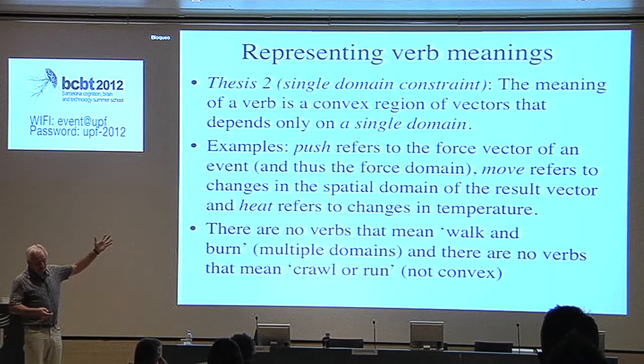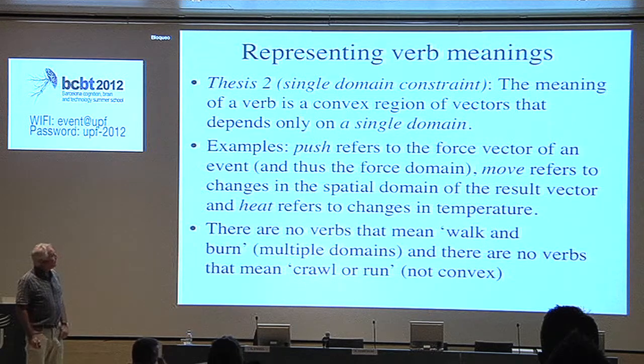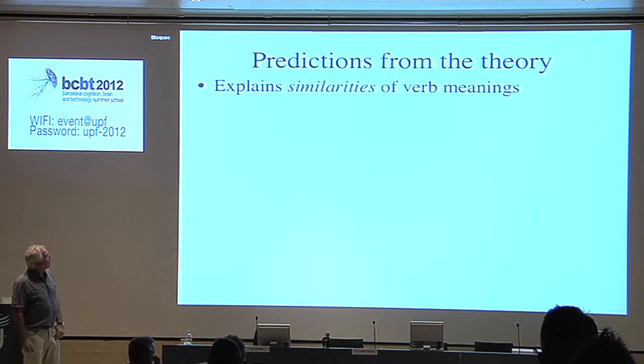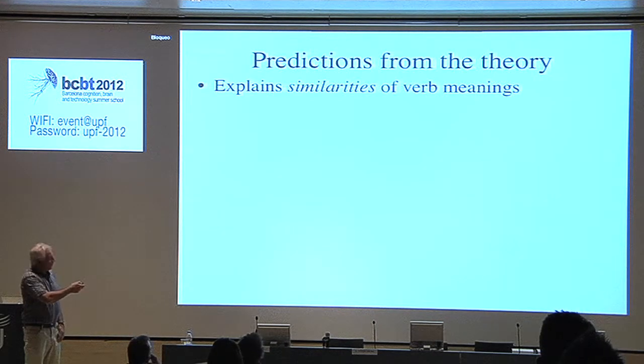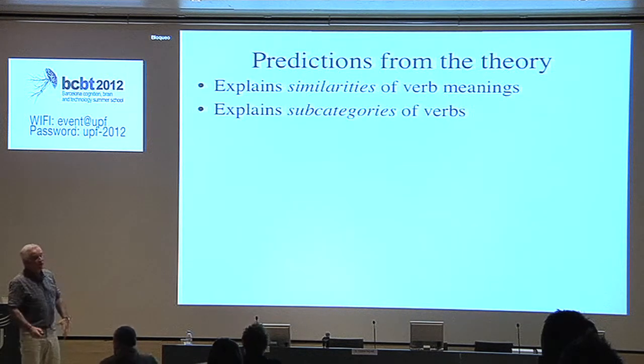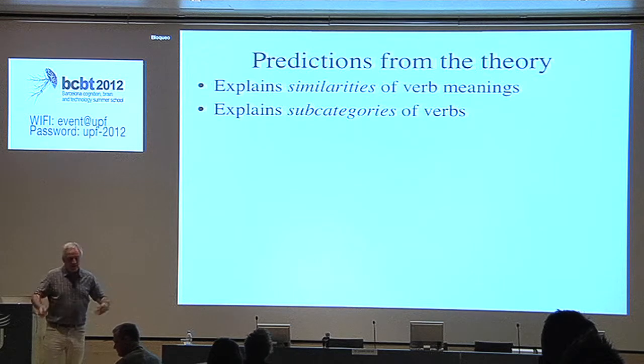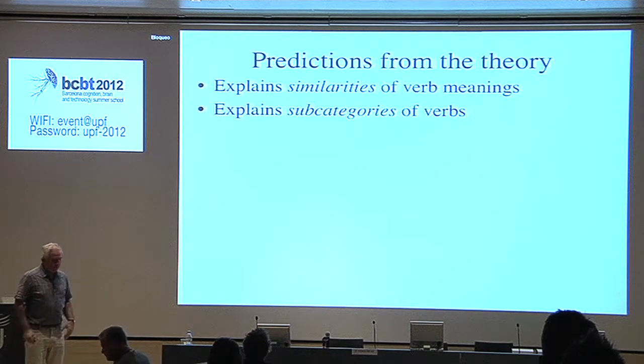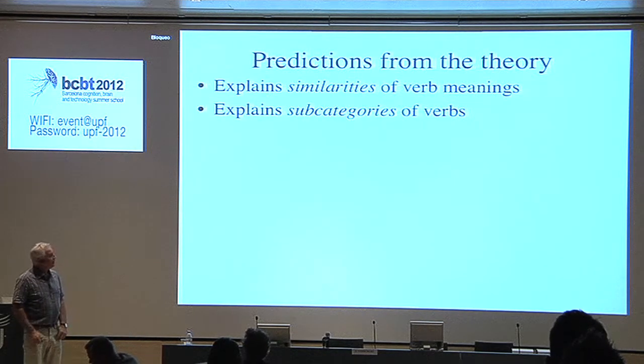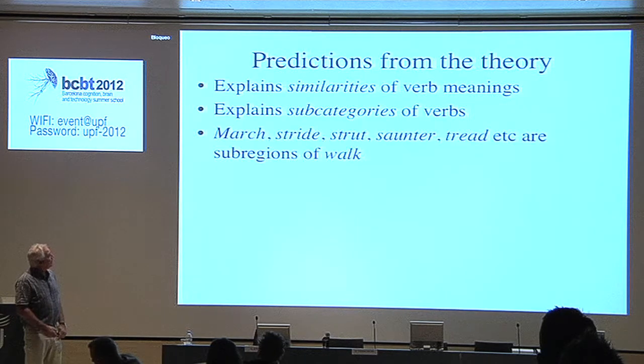Let me get back to color and darken and so on. Let me give you my examples, my analysis here, and then we can have this more general discussion. First of all, this idea of identifying verbs with vectors explains similarities of verb meanings. So walking and running are similar in meaning because they express similar force patterns. They explain subcategories of walk.